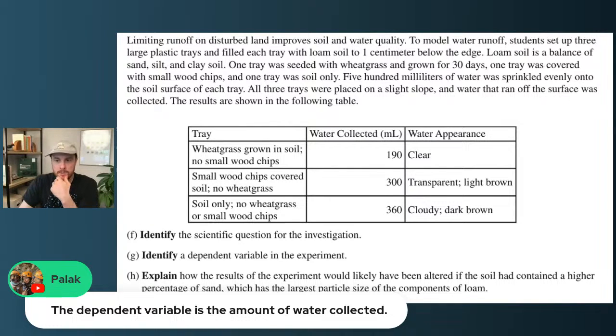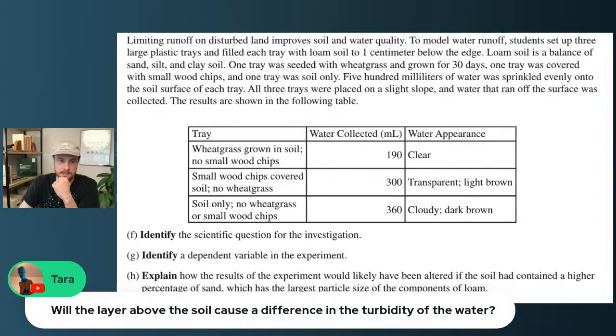Okay, let's see if we had anybody get the question. Here we go. Will the layer above the soil cause a difference in the turbidity of the water? I think I know this one. Let's see if anybody else got it.